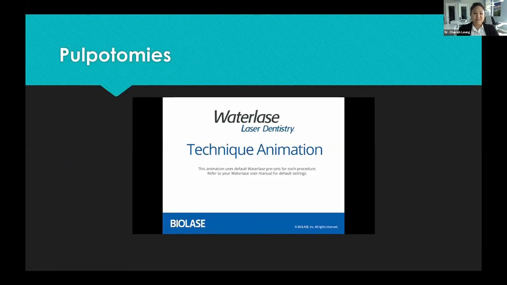This is a technique demonstration on how to do a pulpotomy. I'm going to skip it because we're running a little short on time and I want to get to as many questions as I can. But it's very similar to how you do a pulpotomy with a handpiece.